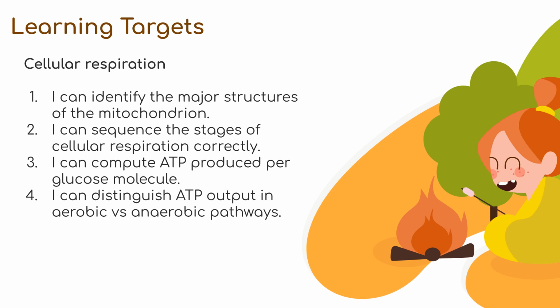By the end of this lesson, you should be able to do 4 key things. First, you should be able to identify the major structures of the mitochondrion. Second, you should be able to correctly sequence the stages of cellular respiration. Third, you should be able to calculate how much ATP is produced from one glucose molecule. Finally, you should be able to compare ATP production in aerobic versus anaerobic respiration.